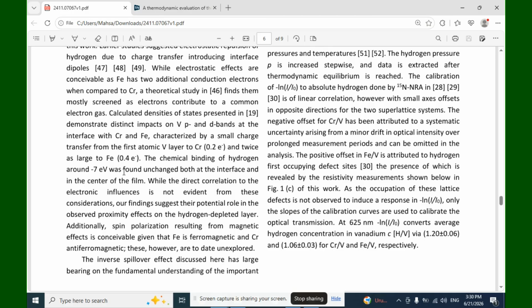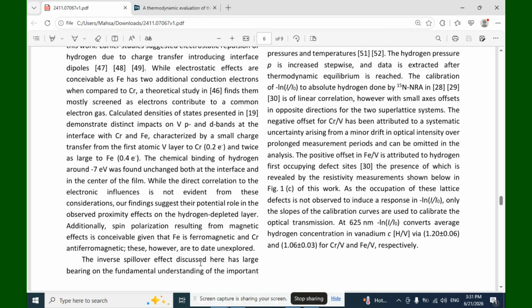The chemical binding of the hydrogen around negative 7 electron volt was found unchanged both at the interface and in the center of the film, while the direct correlation to the electronic influences is not evident. From these considerations, our findings suggest a potential role of these effects in the observed proximity effects on the hydrogen-depleted layer. Additionally, spin polarization resulting from the magnetic effect is conceivable, given that the Fe is ferromagnetic and Cr antiferromagnetic. These, however, are to date unexplored.